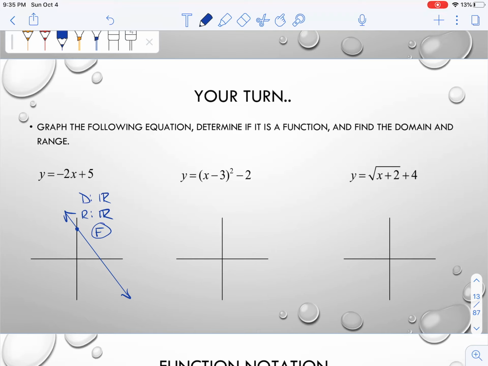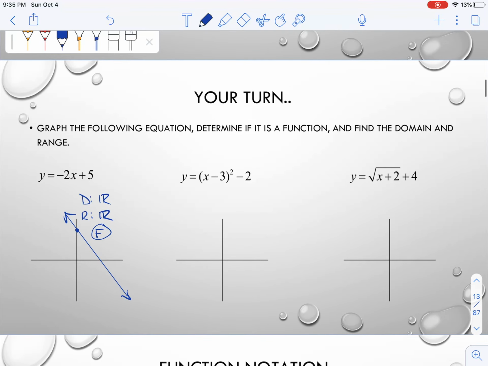Okay. If I take a look at my next equation here, y equals the quantity x minus 3 squared minus 2. Remember, inside is opposite, so this is going to have a vertex. It's going to go to the right 3 and down 2. A is 1, so it's going to open upwards. So if I go right 3 and down 2, I'm going to have a vertex somewhere about here, and I'm going to have a parabola that looks something like this.